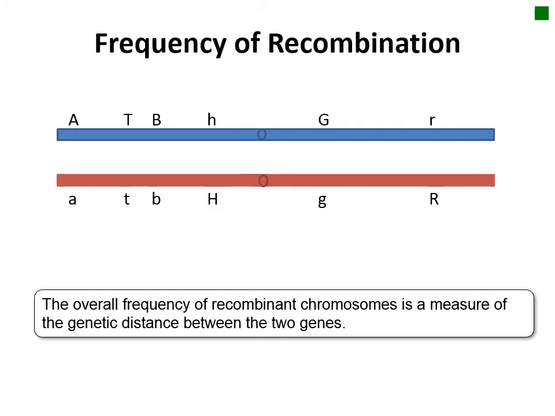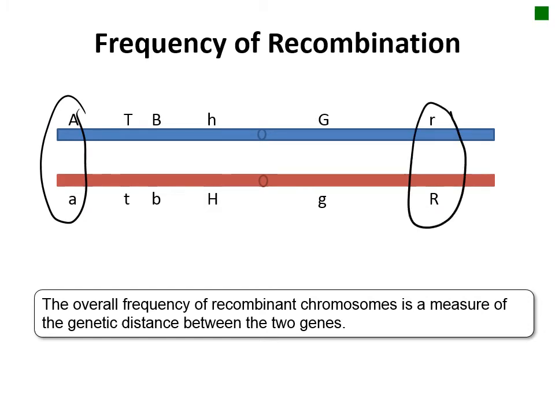Let's examine these 2 chromosomes with a variety of genes along them. Note that only 1 of the sister chromatids is shown for simplicity. For 2 genes found on the same chromosome, they may be located very far from each other, such as the A and the R genes.